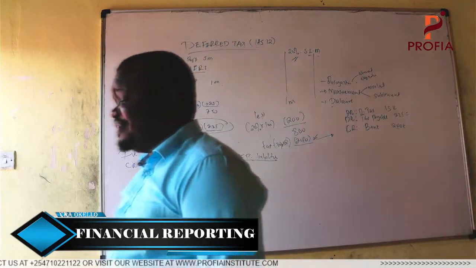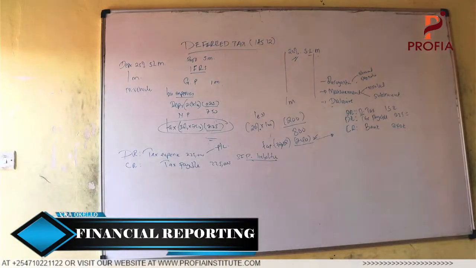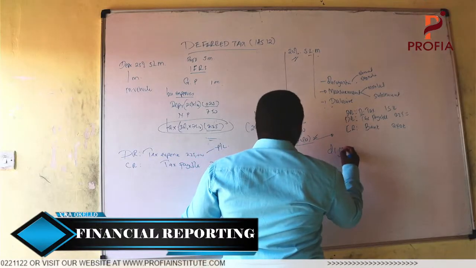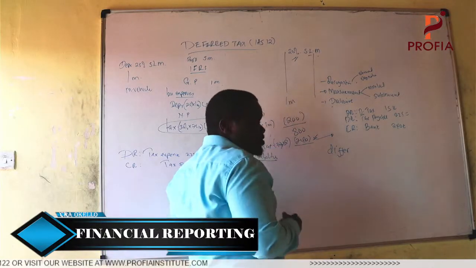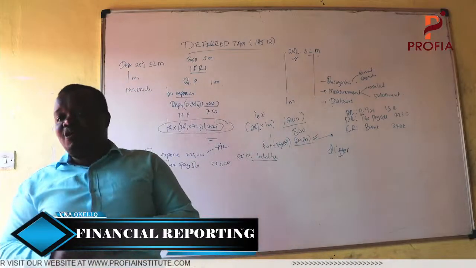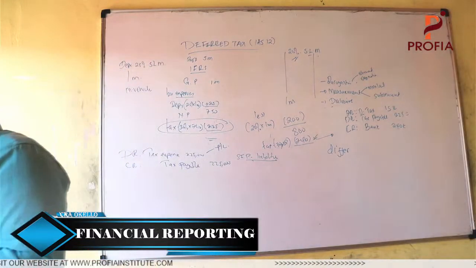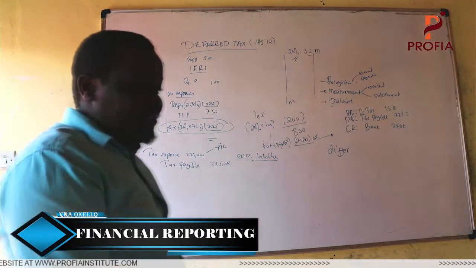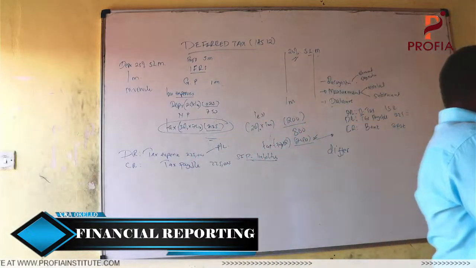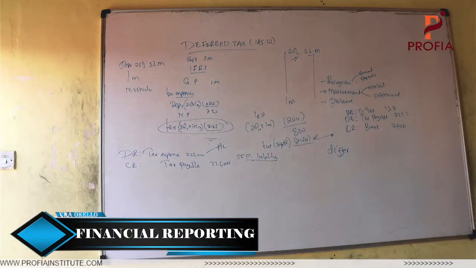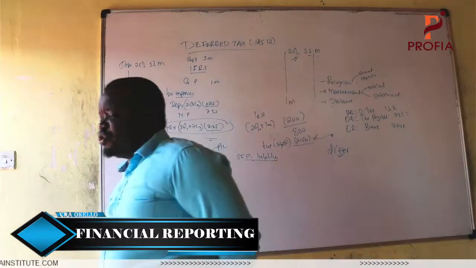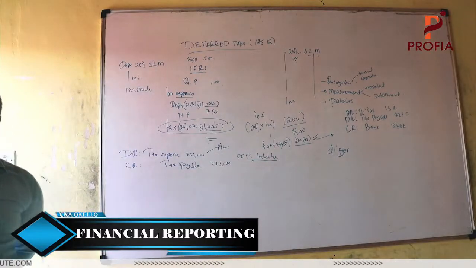Accounting profits usually differ from taxable profits. This difference is not deferred tax. They usually differ from taxable profits due to two reasons.